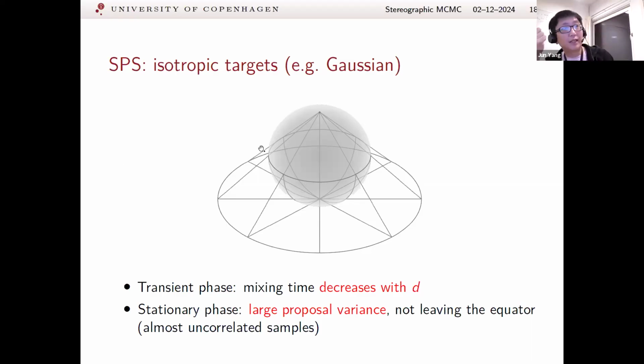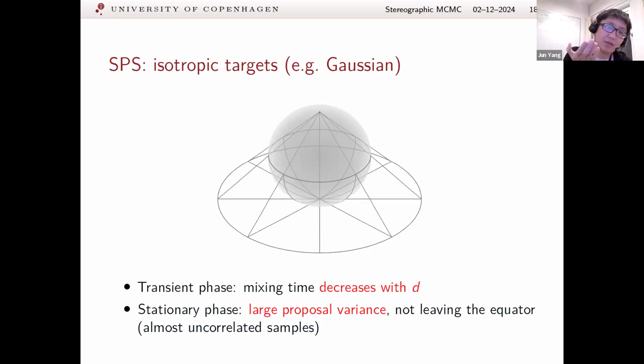Then equivalently, I want to design a Markov chain on the sphere, maybe starting from very far away, like very close to the North Pole. But it goes to the equator as fast as possible. And then after that, it stays around the equator, starts to explore the area near the equator. That will be my best Markov chain to sample this target, right?